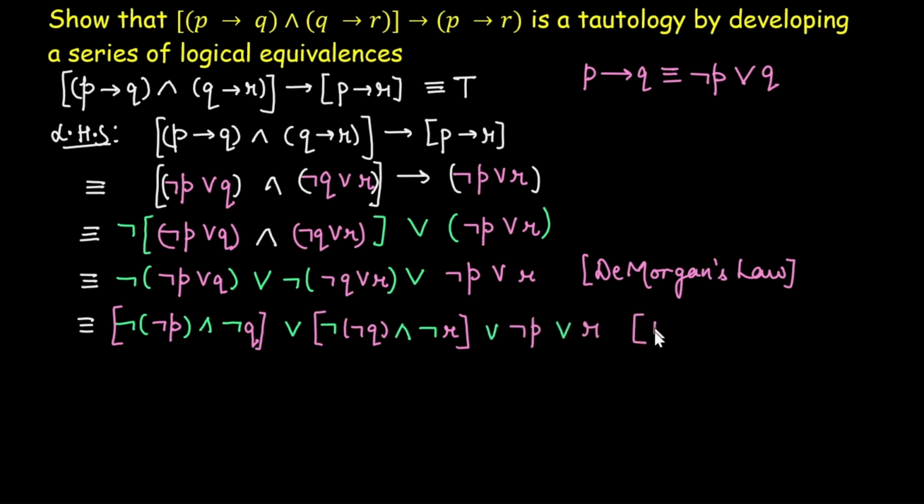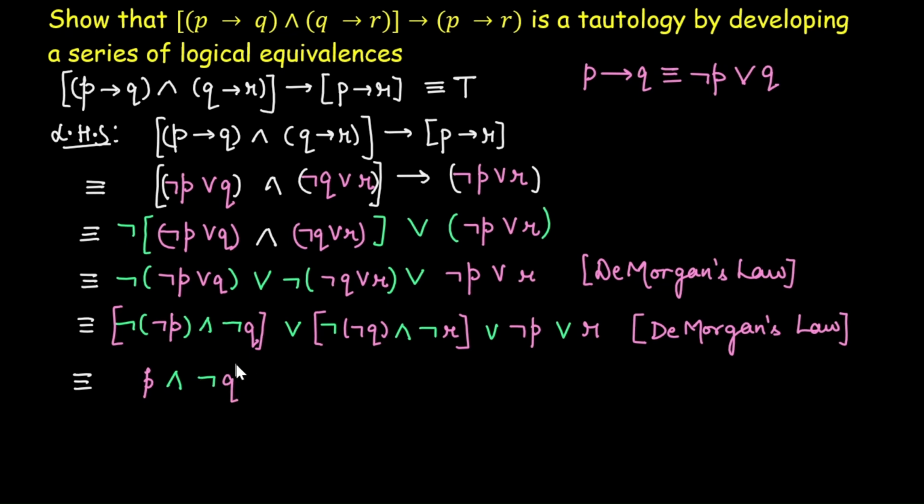So here again we have used De Morgan's law. This is logically equivalent to what? Negation of negation P is P. This AND operator is as it is. Then negation Q as it is.